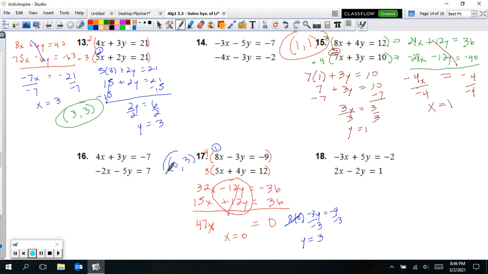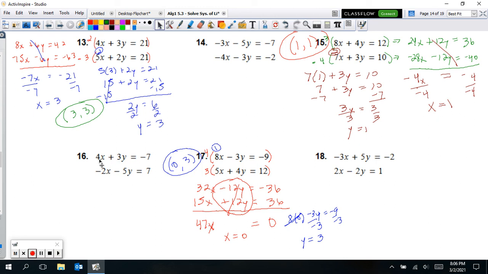So 0, 3. Alright, so you're going to take a moment to do 14, 16, and 18 on your own. 14 is very similar. I would probably choose the 3 and the 4. I mean, they're easier. They're smaller numbers probably. These ones not too much smaller though.